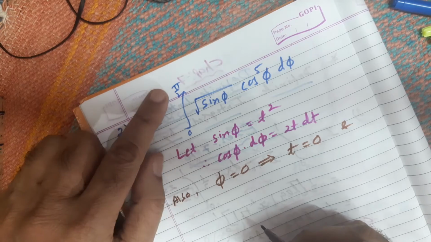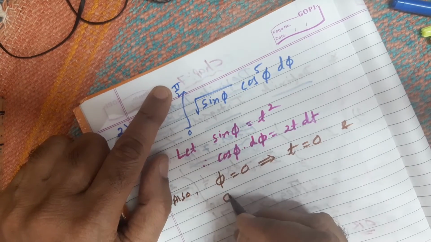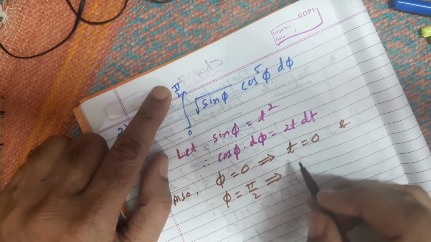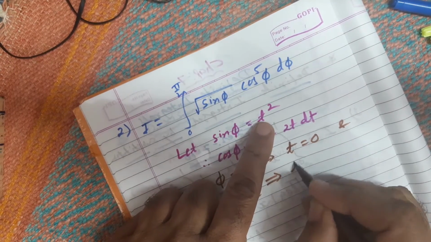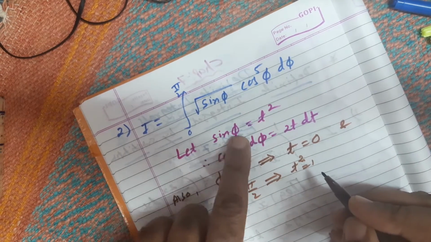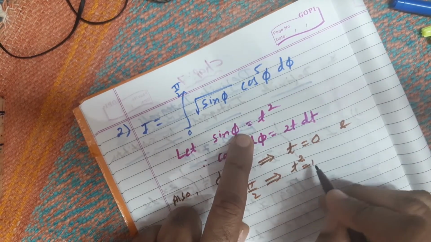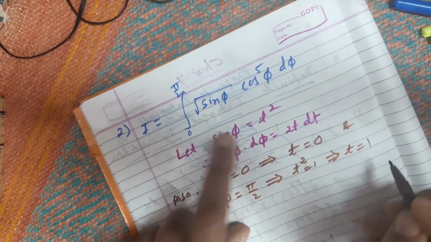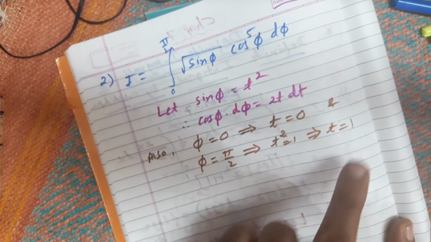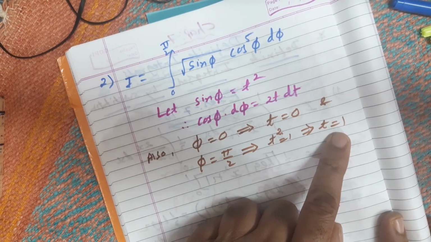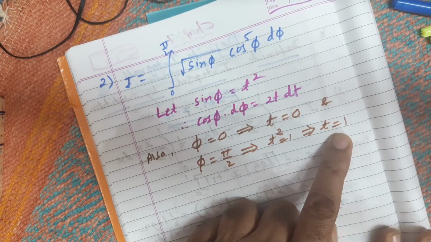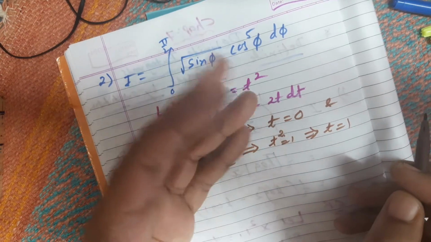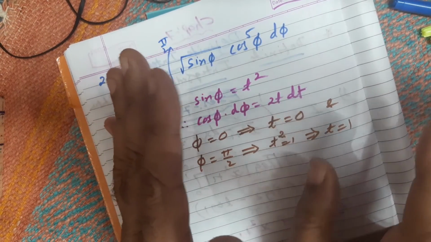And when you put phi is equal to pi by 2, you will have t square is equal to sin pi by 2, which is 1. I just write this step, otherwise no need to write. And that means t is equal to 1. If you have a question, sir, why not plus or minus 1? The answer is, if the lower limit is 0, then the upper limit we have to take more than 0. Simple logic.